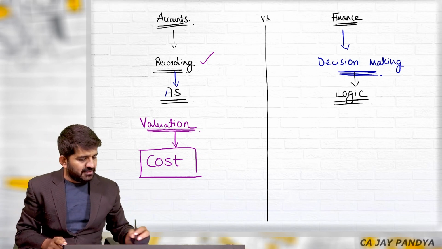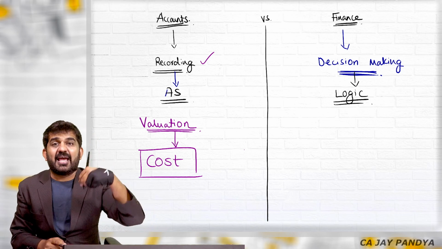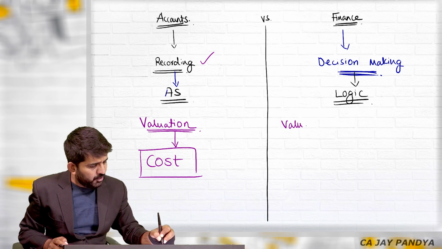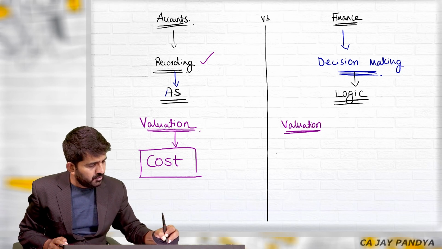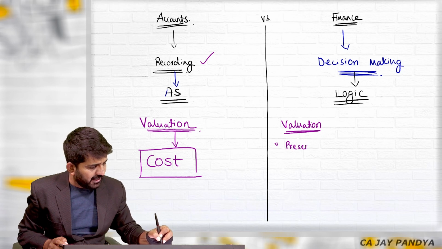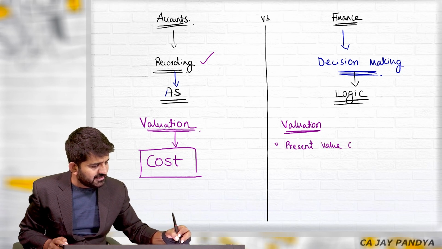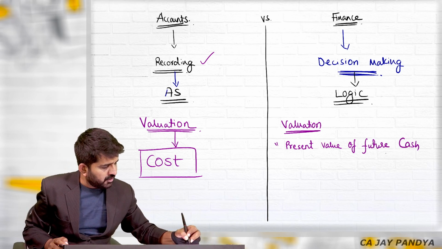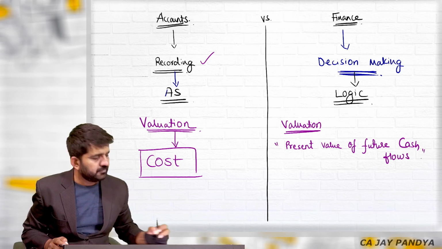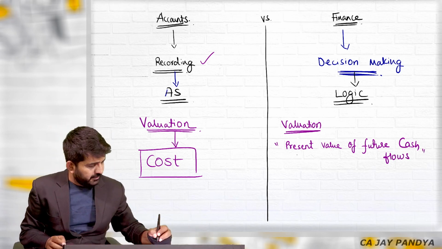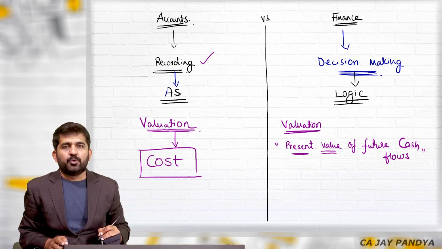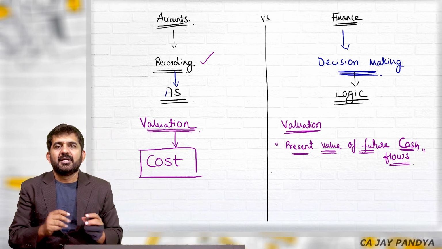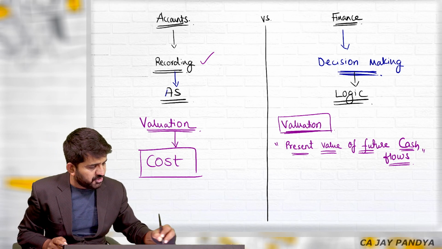In finance, something like a pen, an aeroplane, a company, anything, how do you value it? Valuation is done by the present value of future cash flows. And all the words are important. You find out the present value of future cash flows. You will be getting valuation in finance.